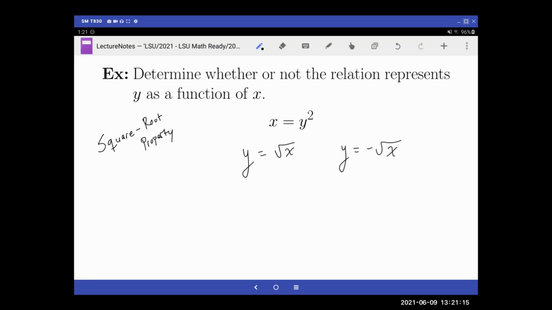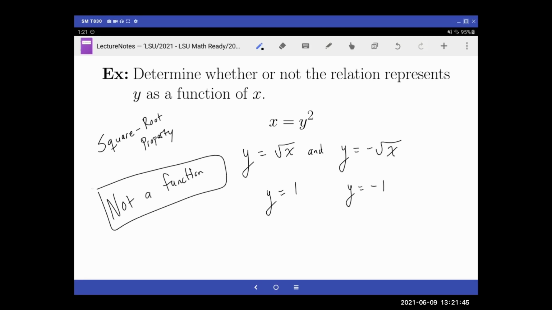But anytime you have something like this, you just take the square root of both sides. Now notice if you plug in something for x, you get two different y values. Let's say you plug in 1 for x. Well, you would get y equals the square root of 1, and you would also get y equals the negative square root of 1, which is negative 1. So not a function. You should only get one possible y value for every x you plug in.